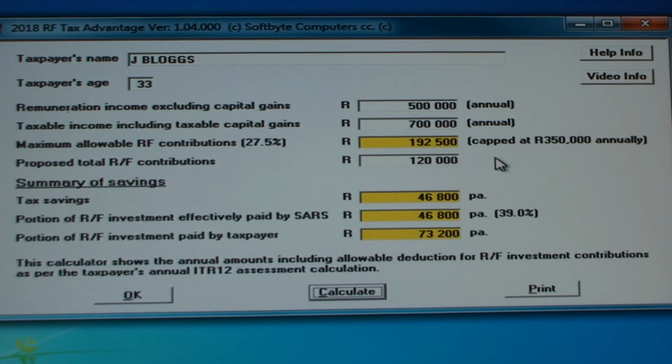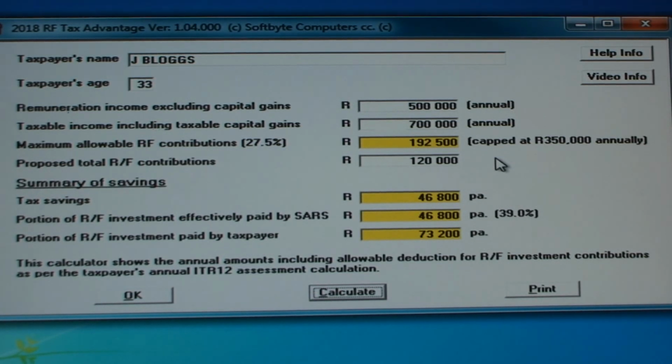The tax on the taxable income without the retirement fund contributions is 192,156 Rand. The tax on the taxable income taking the RF contributions into account is 145,356 Rand, which means an annual tax saving of 46,800 Rand. 46,800 Rand is 39% of our proposed total contribution amount.